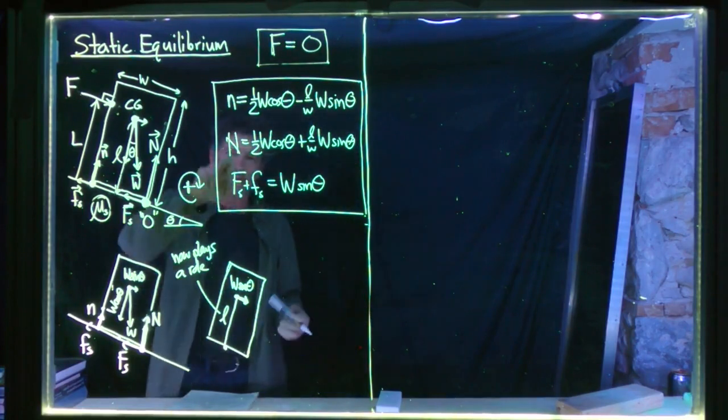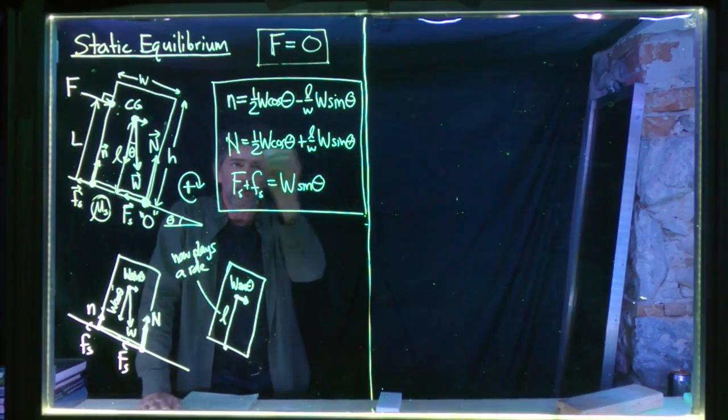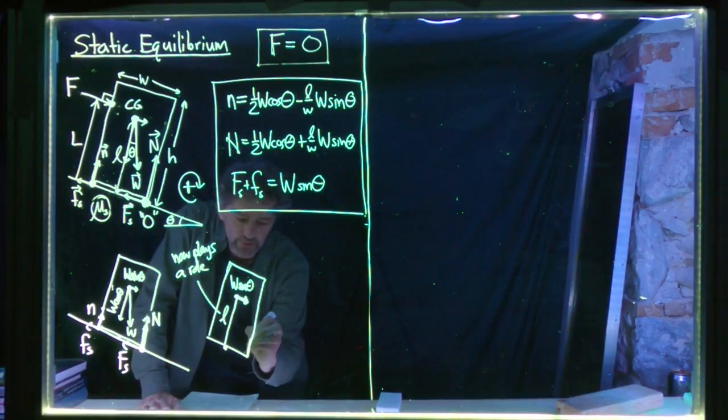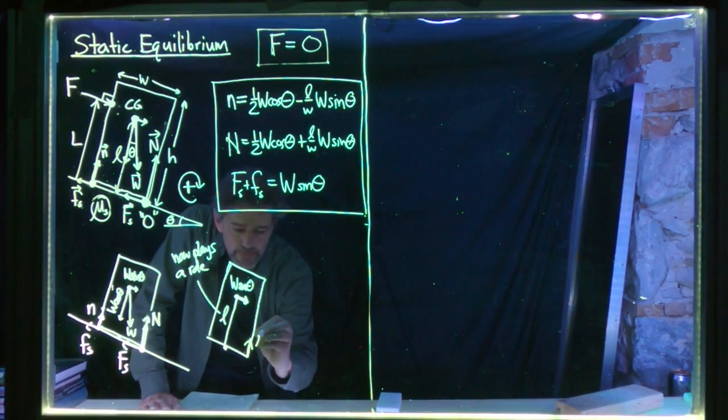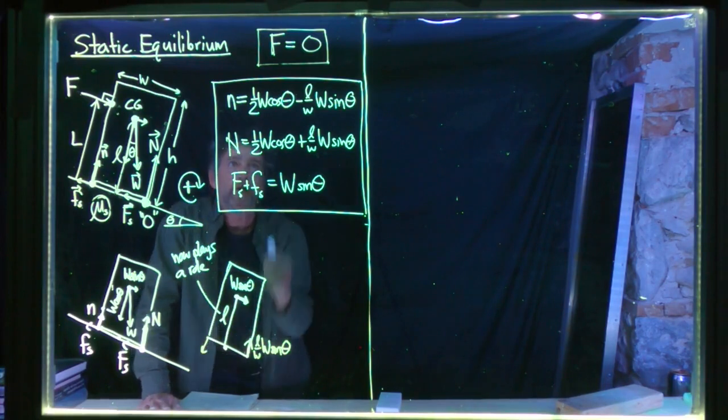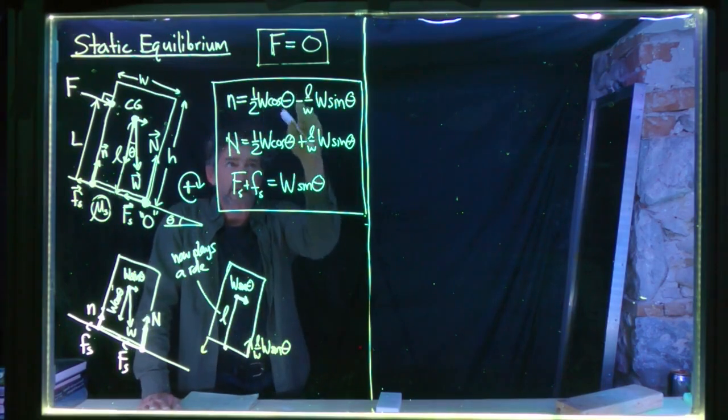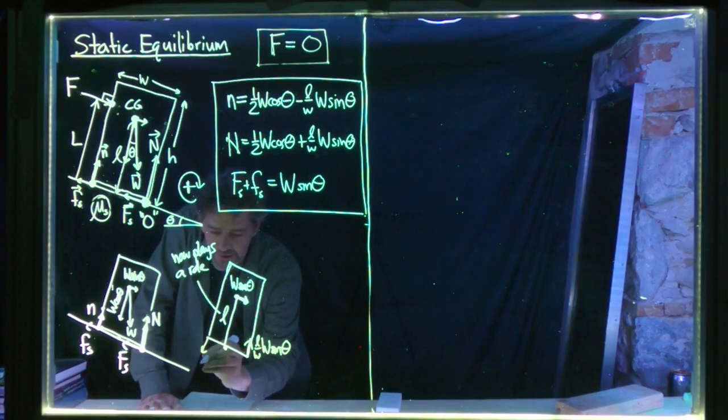And so big N, we can ignore that part, and for big N, we add a positive component, which is L over W times W sine theta. And for little n, we can ignore that, and it's a negative. So it's below, so it's negative, so down, L over W times the weight times sine theta.